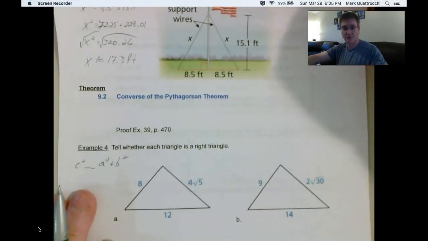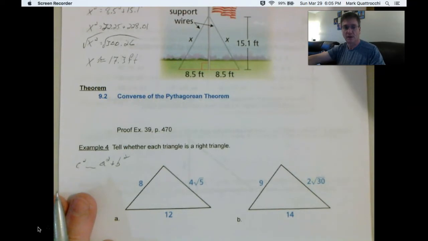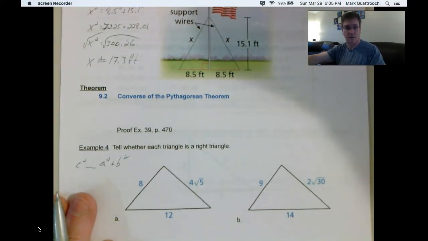Converse of the Pythagorean theorem is used when we have three of the side lengths of a triangle known, but we don't know what type of a triangle it is. Is it a right triangle? We're using the converse of the Pythagorean theorem to find out.